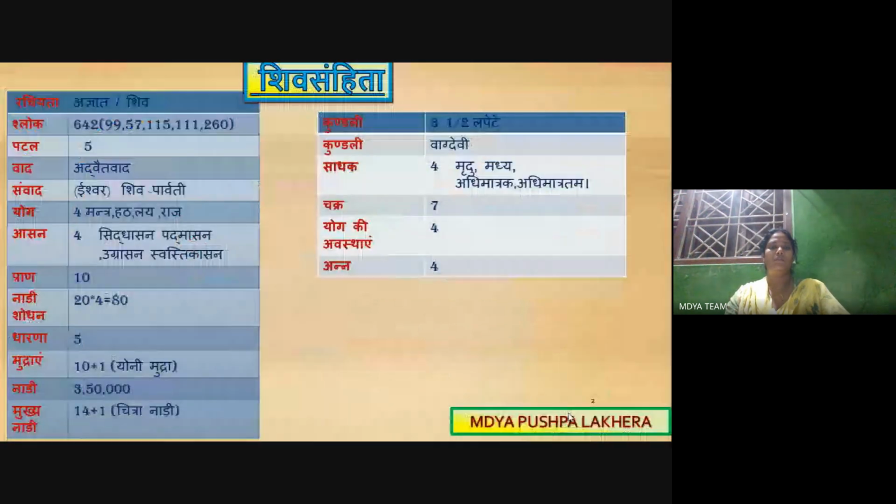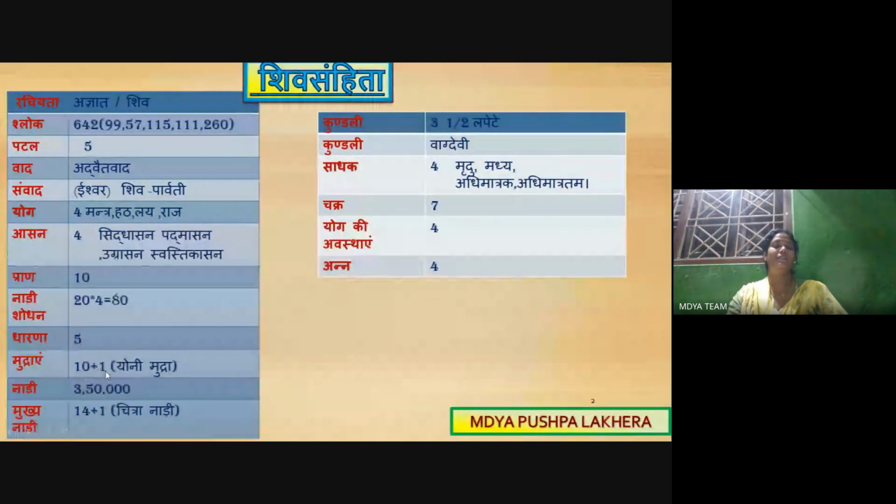So here, after discussing the yoga and the asanas, prana is also described, the 10 pranas. As we know, 5 are the main vayus and the pranas are 5, that makes 10. Nadi sodhan is also discussed: 20 into 4, which means 4 times you need to do 20 rounds. In this way it is mentioned, and we will go through it clearly whenever we clarify that. Okay, then dharana practice it is 5, and the mudra practice it is 10 plus 1.